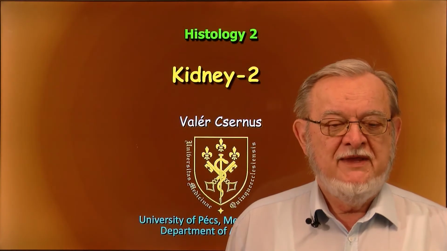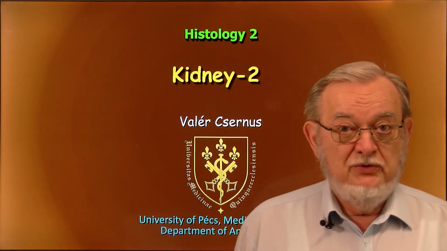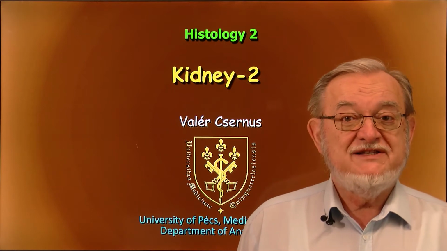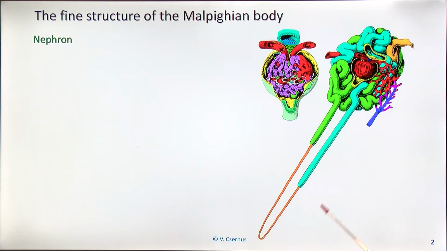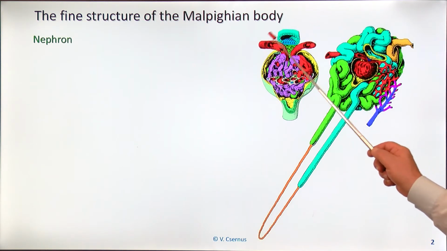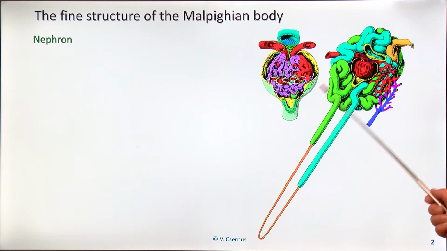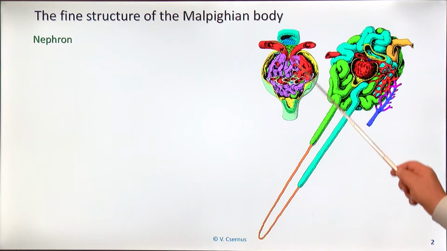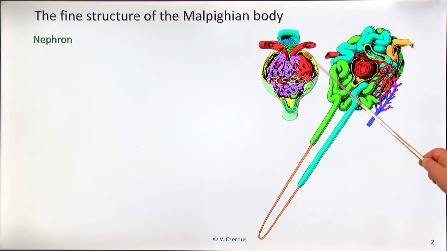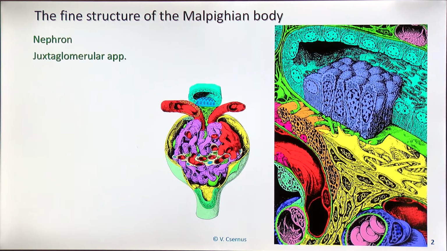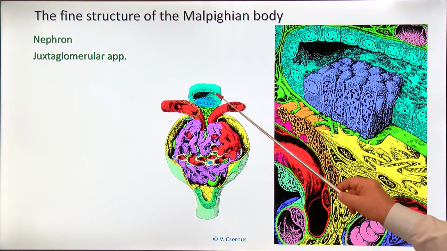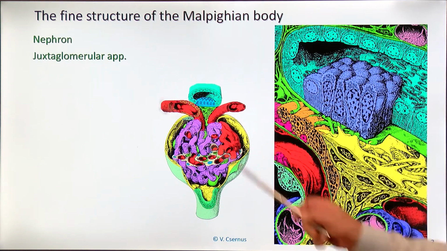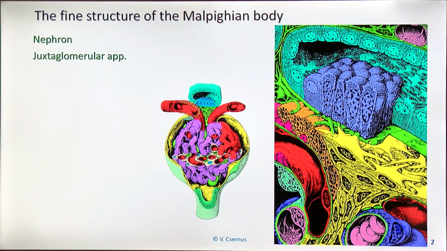Dear students, in this lecture we continue the description of the fine structure of the kidney. As you remember, in the previous lecture, you had the details on the fine structure of the Malpighian corpuscle, including the Bowman's capsule, the podocytes, and the mesangial cells, and the other details. The only thing that we have left is this beautiful group of tissues, which altogether we named the juxtaglomerular apparatus.